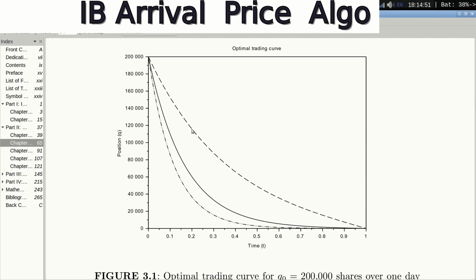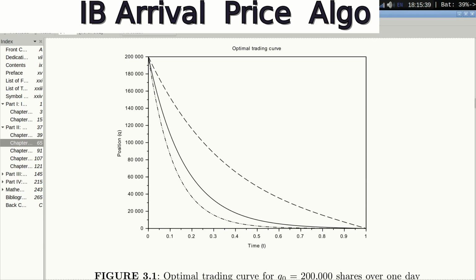What your algorithm does is, if you are on that curve, it just tries to get filled passively. But if, for example, you're at time 0.5 and you haven't been filled as much as the curve would suggest you should, then your algorithm will become more aggressive and will execute orders closer to the market price. And if you're below the curve, then your algorithm will be a lot more passive and just try to get filled by quoting. Okay, so that's how arrival price works in a very simple nutshell explanation.